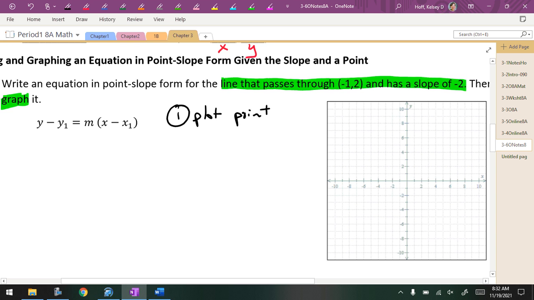So what point did they give us on this problem? Careful. What point did they give us? -1, 2. Remember, this is your x, this is your y. So plot -1, 2 on your graph. Plot -1, 2. It's a point on your graph. Your x is -1. Your y is 2.